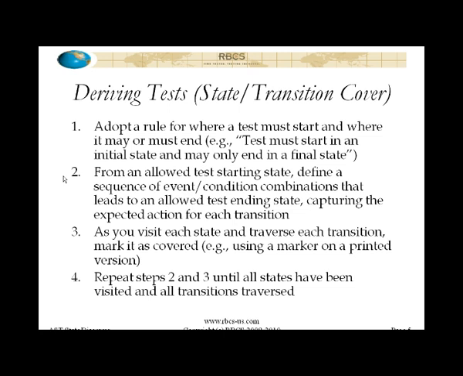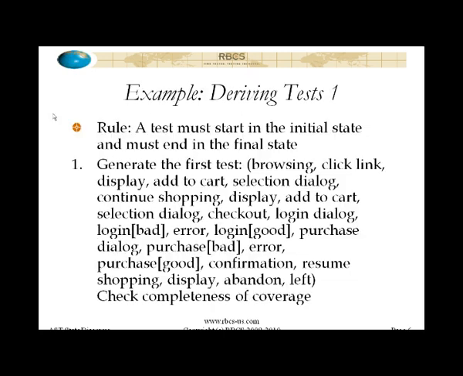And then you repeat steps 2 and 3 over and over again until every state's been visited and all transitions have been traversed, and then you know that you've achieved that degree of cover. Okay, so let's take a look at an example. Say that the test must start in the initial state and must end if it enters the final state. So to generate the first test, we start off browsing. We click a link, display, add to cart, selection dialog, and so forth.